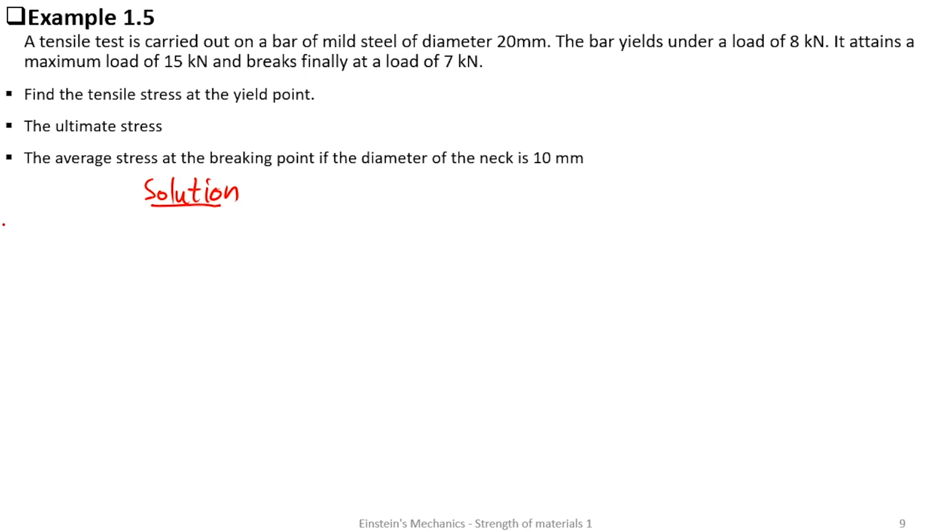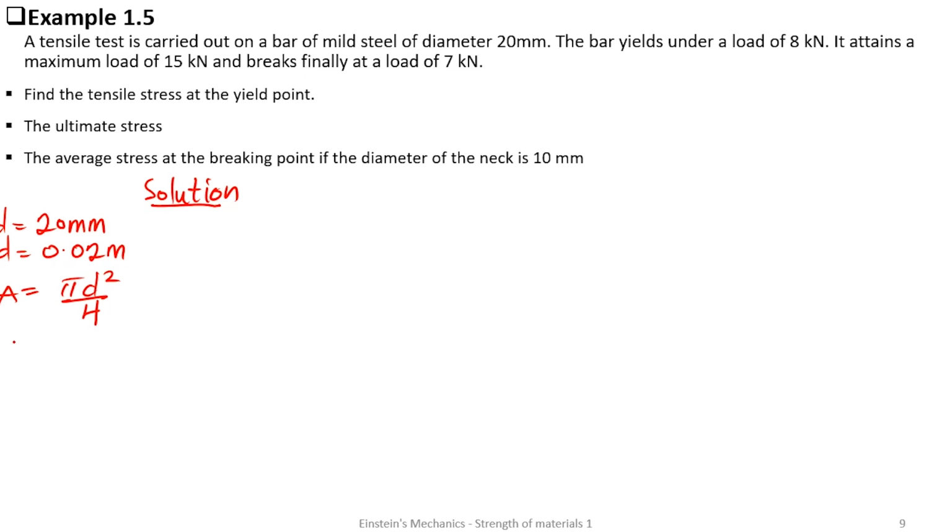So from the question, I have my diameter D to be 20 millimeters. I like working in meters, so D will be equal to 0.02 meters. And I can also state that my area can be calculated because I have the diameter. So my area here can be pi d square on 4. We assume it to be a circular surface. The forces are acting on a circular surface.